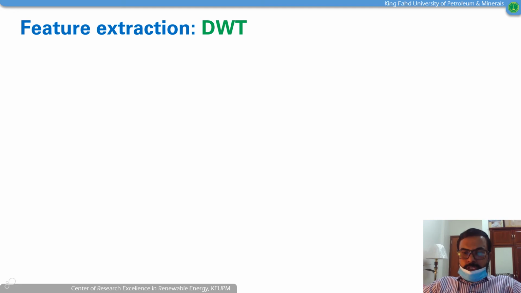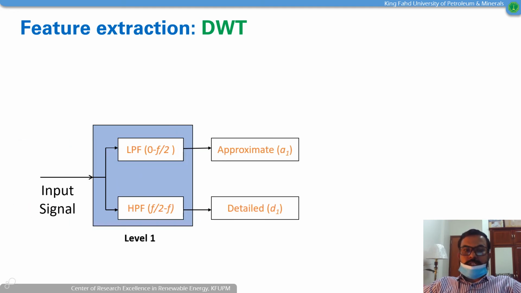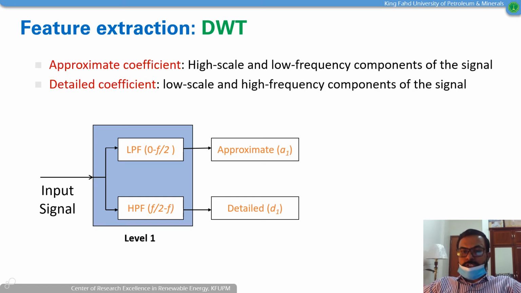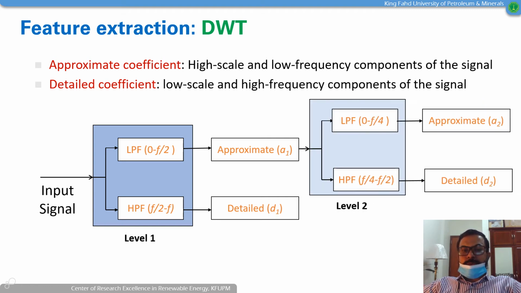In order to get the features from the discrete wavelet transform, the targeted signal needs to be passed through a set of low and high pass filters. The low pass filter will give us approximate coefficients, whereas the high pass filter will give us detailed coefficients. Then the approximate coefficients will need to pass through another set of low and high pass filters to get another set of approximate and detailed coefficients. And the process continues further until we reach our desired level of decomposition.